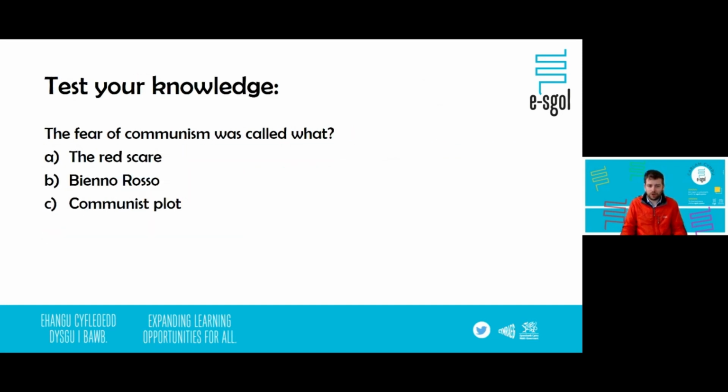Very quickly, to test your knowledge, have a think. Fear of communism was called what? Was it the Red Scare, Biennio Rosso, or the Communist Plot? It was Biennio Rosso, B.